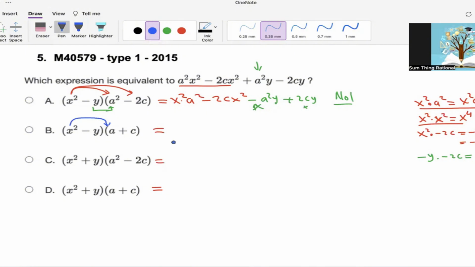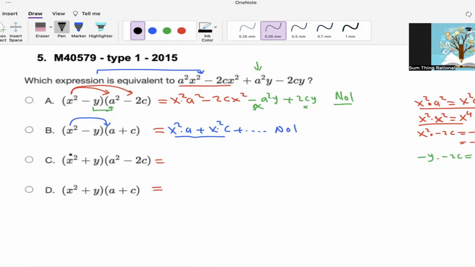x squared multiplied by a, x squared a. Then x squared multiplied by c, x squared c. When I see the original expression, I have x squared a squared, and I have negative 2c x squared, which has only c, without a squared. There is nothing here on top of a squared. So in the first multiplication, I couldn't get this. I don't need to proceed. I can say no. Because the first two are not matching, the other two may match, but since the first two are not matching, I don't continue that.